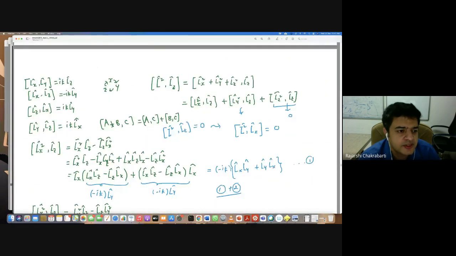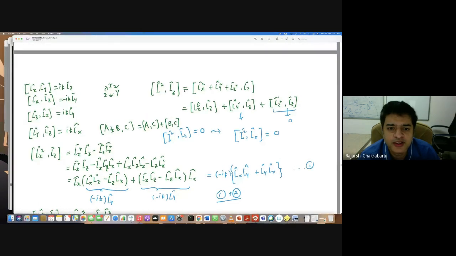Okay, so these are the relations. If you do it yourself, you'll see that these are the relations. And you can also check that L square and Lz, if you try to construct the commutator, it will be 0.